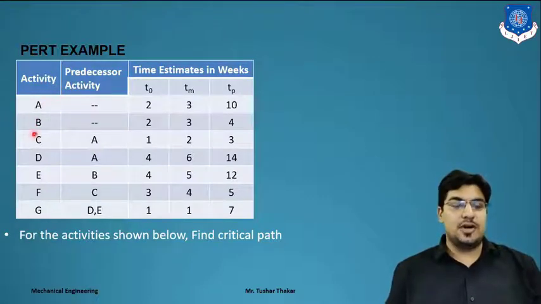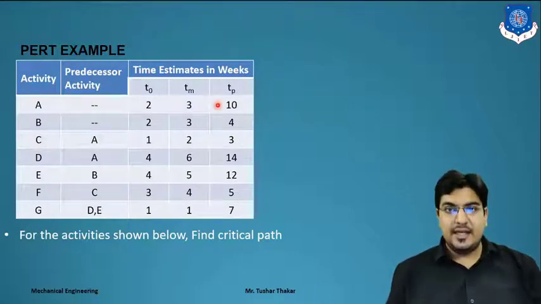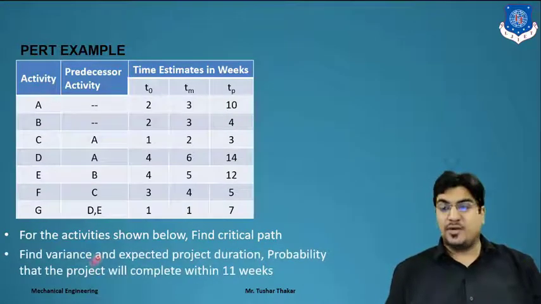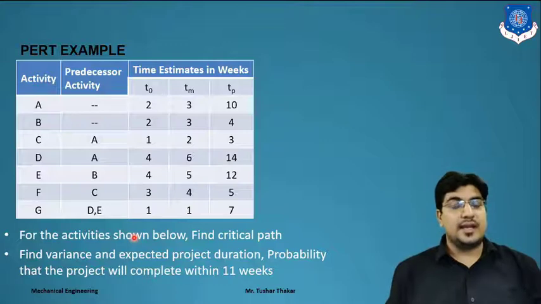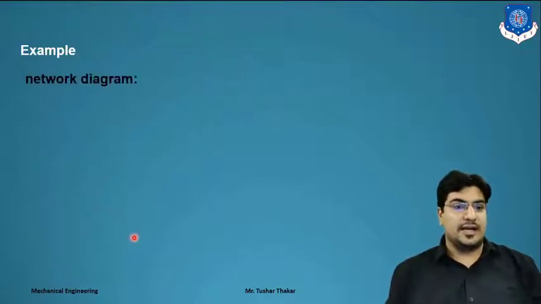First we have to draw a network diagram based on the activities, then we have to find out the TE, and after finding the TE we have to find out the critical path, and find the variance and Z. And here another question is given: the probability that the project will complete within 11 weeks. Means we have to find the probability of completion of the project within the 11th week also, right? So now we will draw a network diagram.